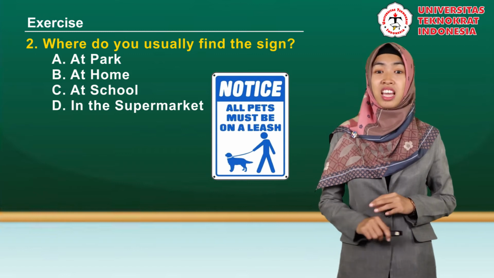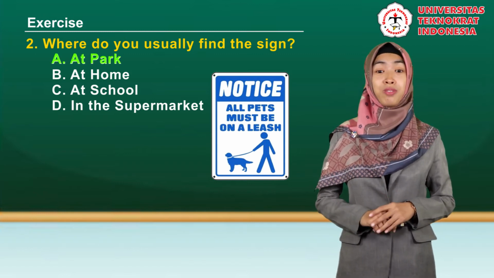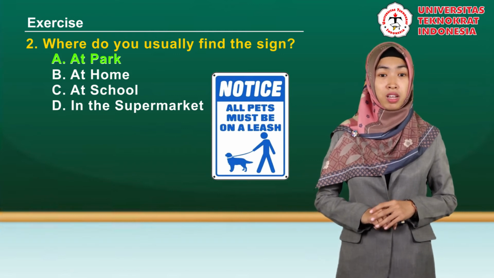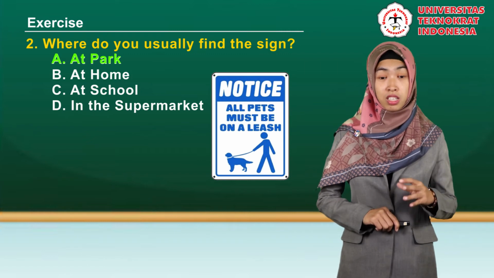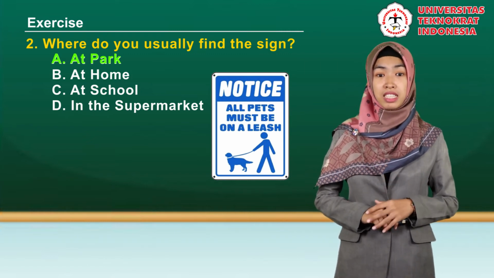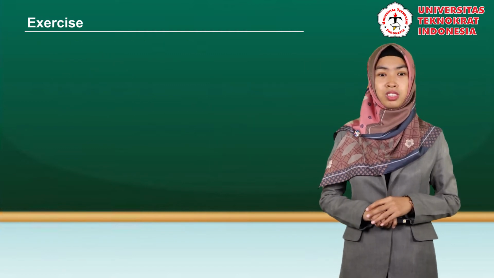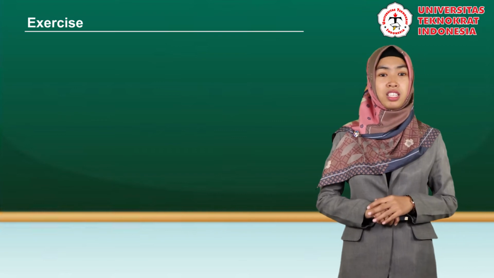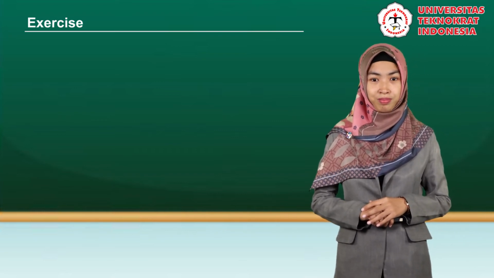Great job! The answer is A, at the park. Because we usually find a lot of people go around the park with their pet. And there must be a notice to remind them that all pets must be on the leash. Now, to make it more understandable, let's see the third question.